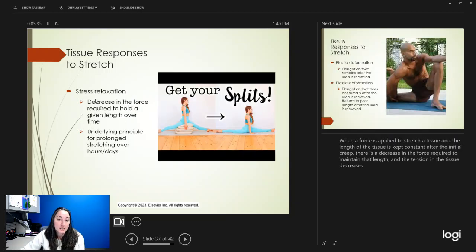Stress relaxation is when less and less force is required to maintain the same length over time. So as you stretch, especially with a low load prolonged stretch, again, for hours or for days, even just for minutes, it's helpful, then less and less force is required to maintain that same length.